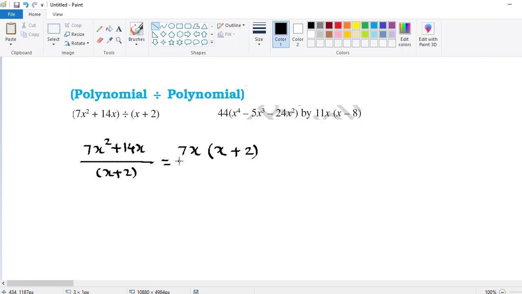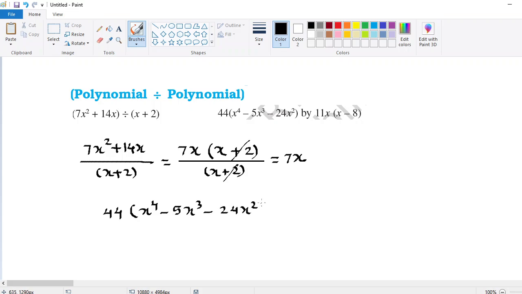divided by x plus 2. Now here we have multiplication sign, so we can cancel this factor and our answer is 7x. One more question of same type. 44 in bracket x raised to 4 minus 5x cube minus 24x square is divided by 11x into x minus 8.